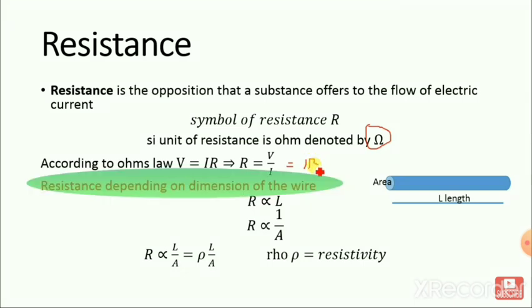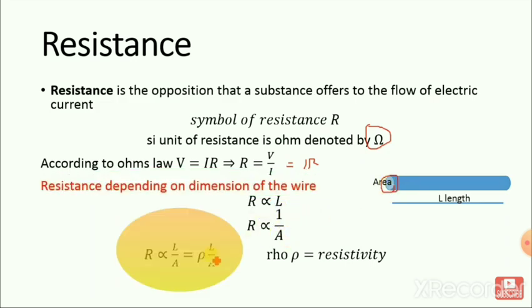Now, resistance depends upon the dimensions of a wire. For example, if we have this wire, the length of this wire is L, and the cross-sectional area of the wire is A. Now, the resistance is directly proportional to the length, and inversely proportional to the area. Combining these two, we get resistance R is equal to rho into L by A, and this rho is known as resistivity.